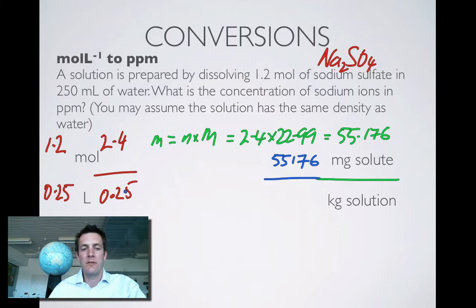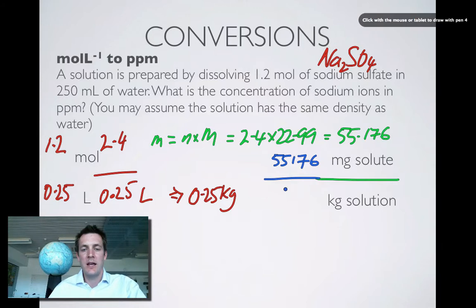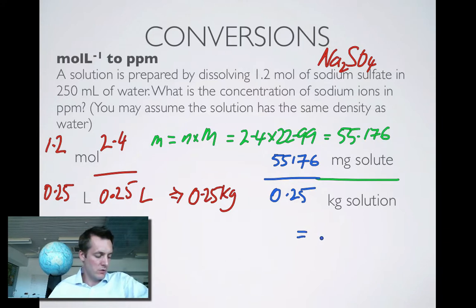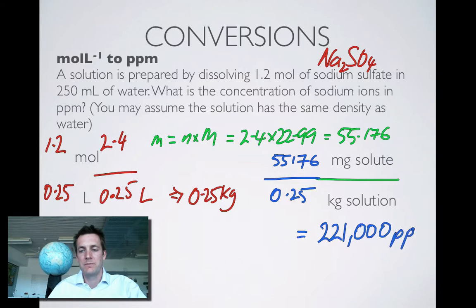Well, let's see. I've got 0.25 litres. I know that 1 litre of water weighs 1 kilogram. So this equals, or rather equates to, 0.25 kilograms. And if I put that there, 0.25, then I've got my milligrams of solute divided by kilograms of solution. Plug these numbers into my calculator, and what do I find? It's 221,000 parts per million.